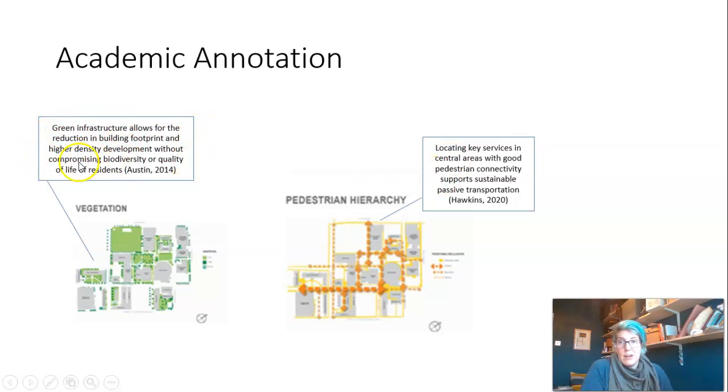Green infrastructure allows for the reduction in building footprint and higher density developments without compromising biodiversity or quality of life for residents. Including something like that on a spatial diagram would let me know that you understood not only what you were looking at, but also the relevance and importance of that as it links to some academic theory. Again, here's another one: locating key services in central areas with good pedestrian connectivity supports sustainable transportation.